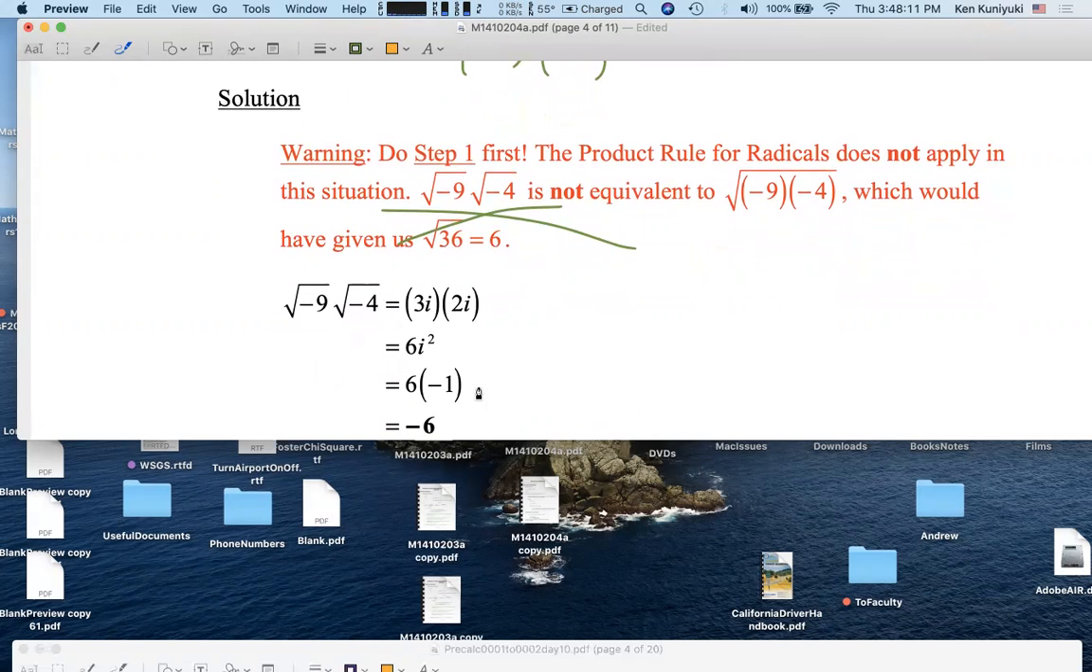Bear in mind, you can skip this step. You can go straight from here to here. 6i squared is -6. When you multiply by i squared, you're taking the opposite, and you can do that immediately. Notice that this is not positive 6, which you would have gotten if you had incorrectly applied the product rule. Remember, the product rule for radicals applies if the radicands are non-negative, not if they're negative.